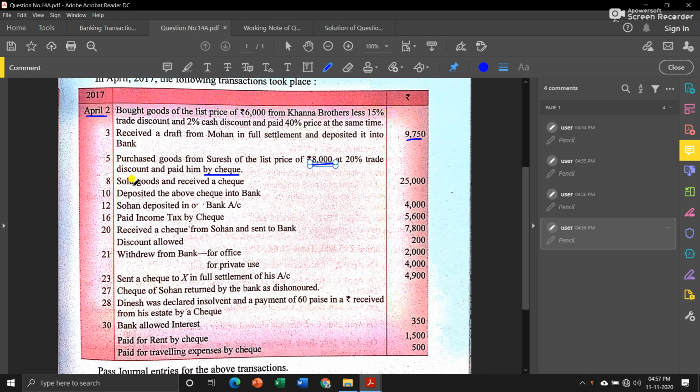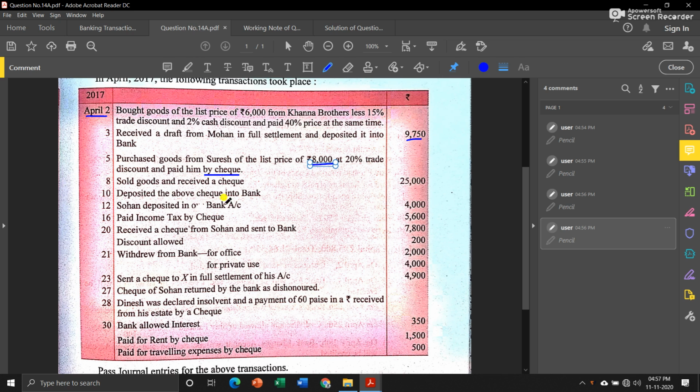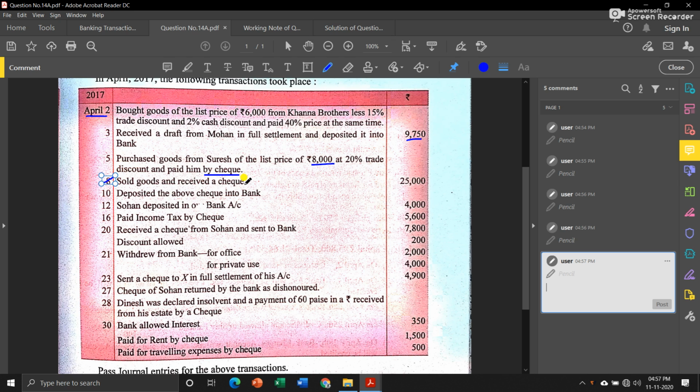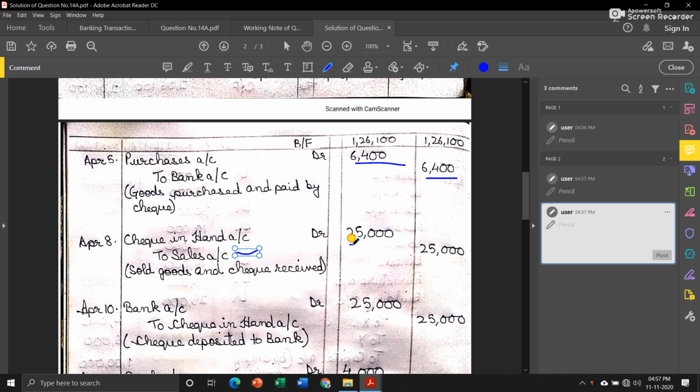Then next, on date 8, sold goods and received a check, 25,000. When you see the transaction on date 8, that means we received a check. They haven't mentioned whether we deposited that check on that particular date or not. When you see the next transaction, deposited the above check, that means we are talking about this check only. So on date 8, that check is still in our hand, we haven't deposited it into bank, so we will write check in hand because we received check in our hand, and sales account will be credited rupees 25,000.